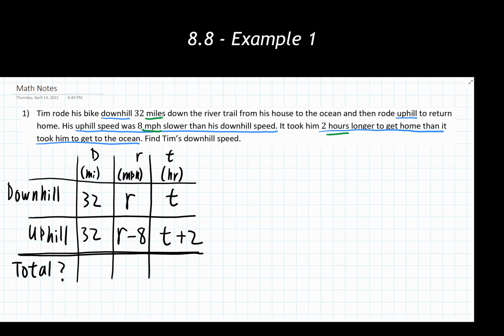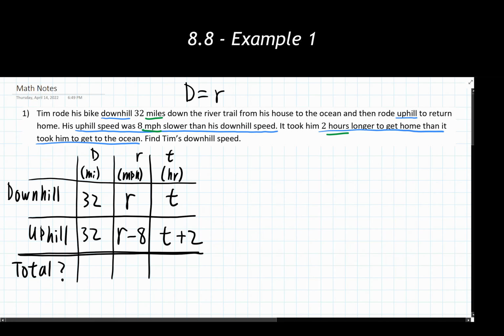We have our downhill speed, we have our uphill speed. Downhill time, uphill time. So now that we have everything in here filled out, we can start making some equations. Remember that our general equation for distance, I'm going to write this at the very top here, is distance equals rate times time, or d equals rt.